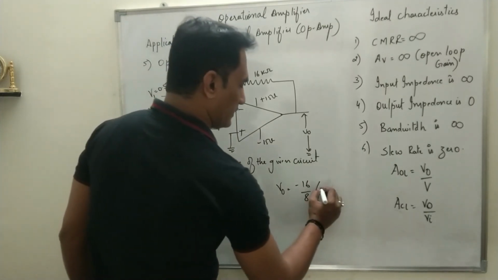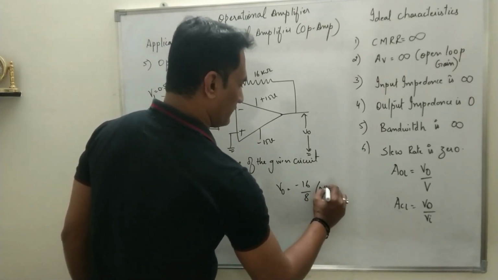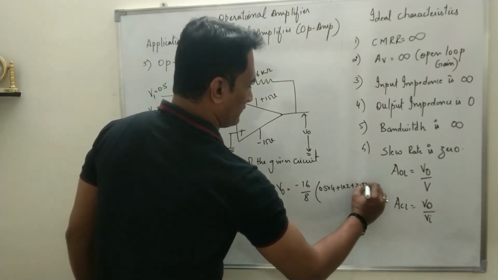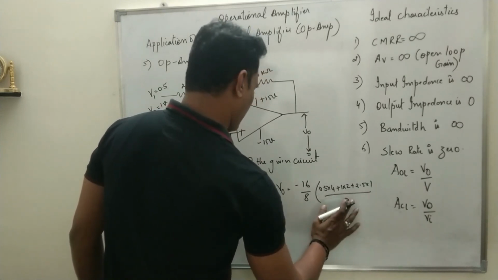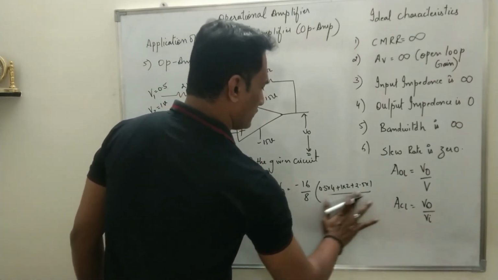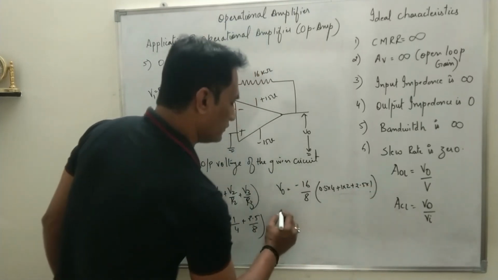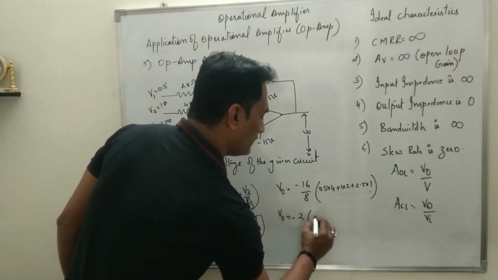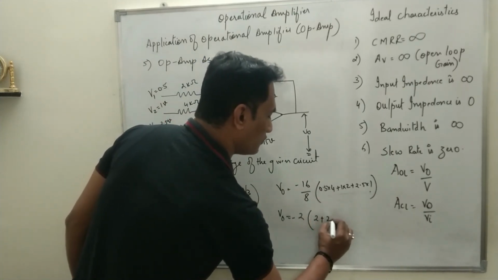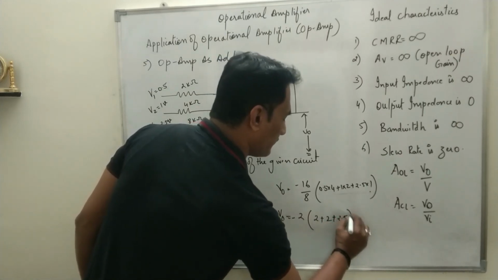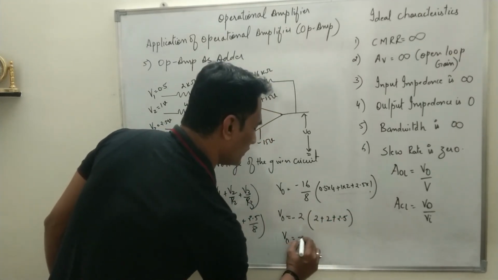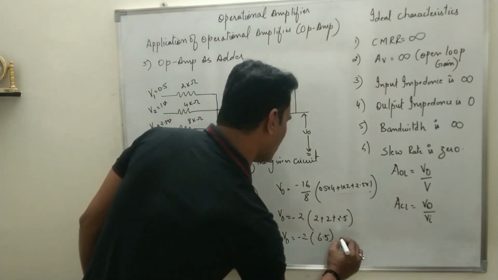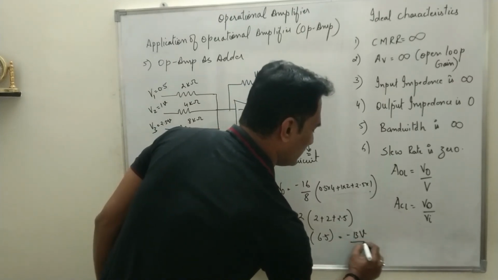Okay, this can be written as 0.5 multiplied by 4 plus 1 into 2 plus 2.5 into 1, all divided by 8, which will be taken out. Okay, so this is the value. So V0 is equal to minus 2, in bracket it will be 2 plus 2 plus 2.5, so this value will be V0 is equal to minus 2 times 6.5. So 2 multiplied by 6.5 will be minus 13 volts.